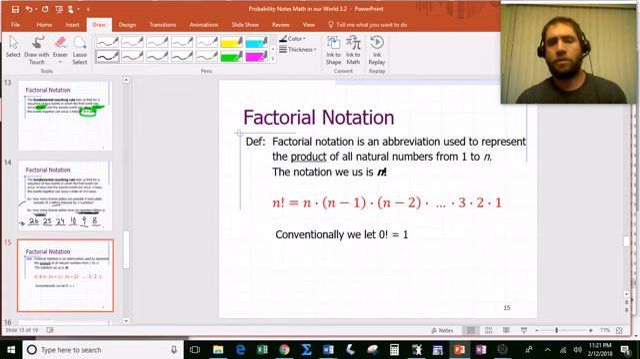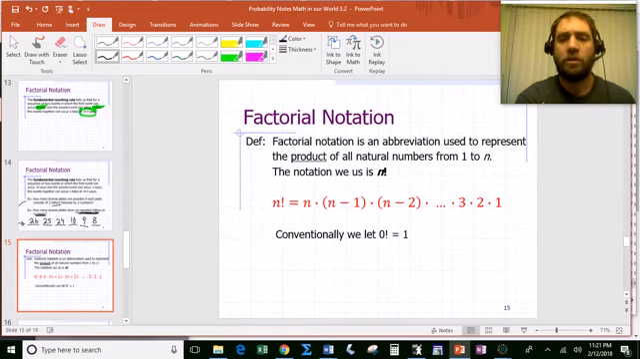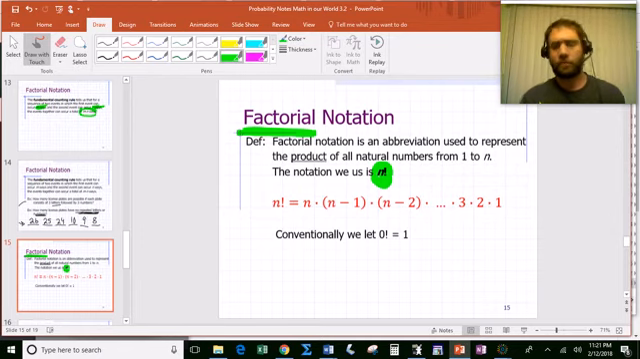I want to introduce notation you may have seen before, possibly, possibly not, factorial notation. This is basically just an abbreviation for repeated multiplication. So the factorial symbol is the exclamation point. So this n exclamation point, this is read n factorial. It basically means for any number n, you multiply all the numbers from 1 up to n.